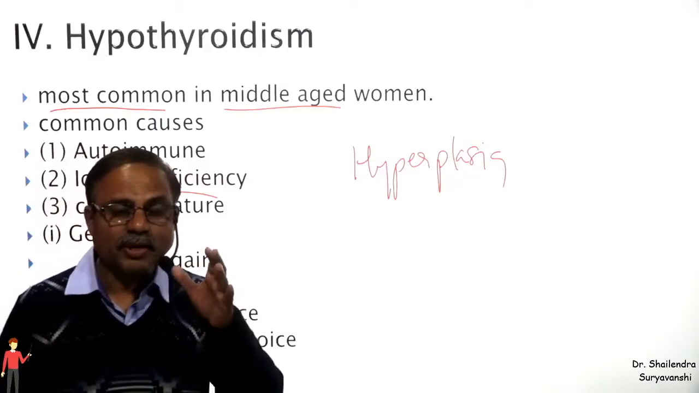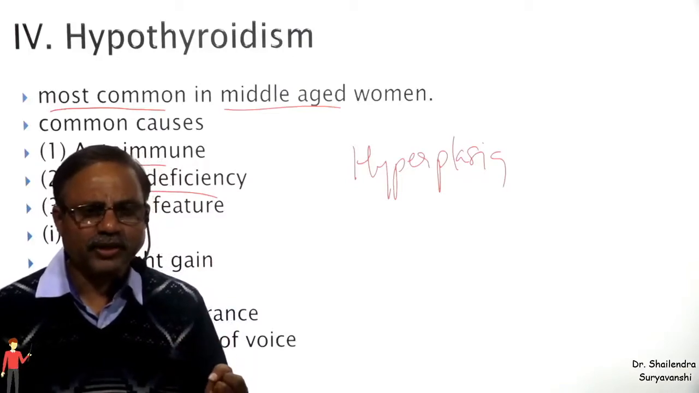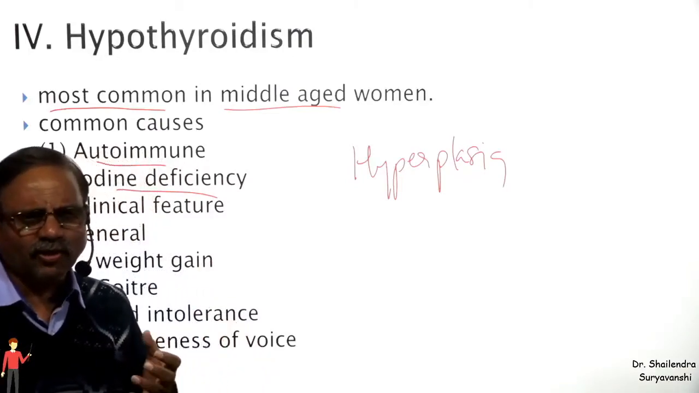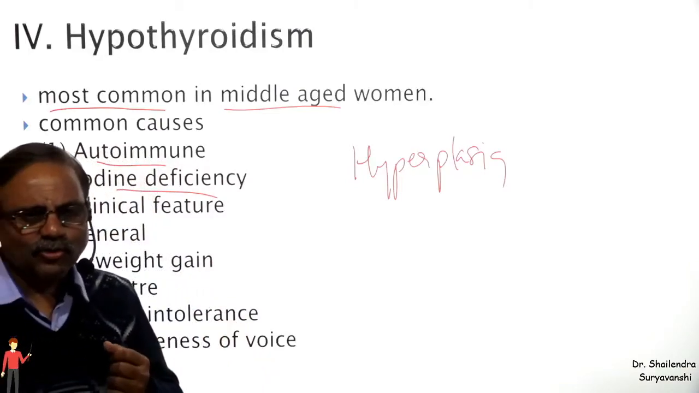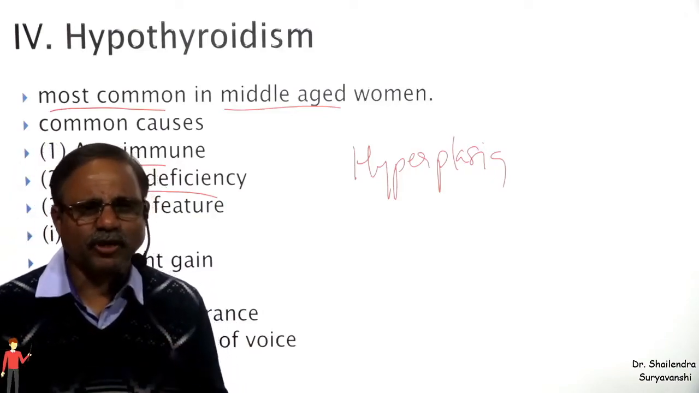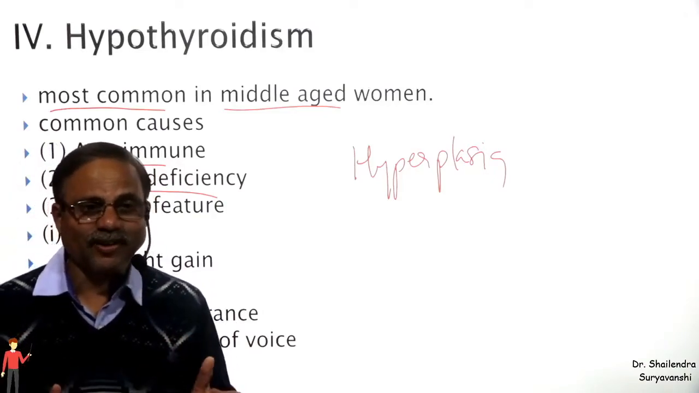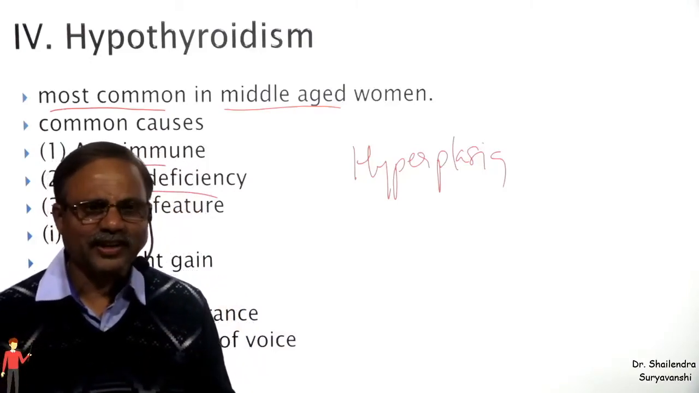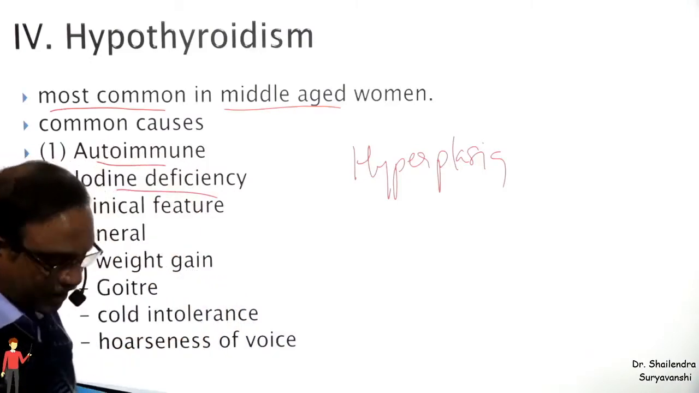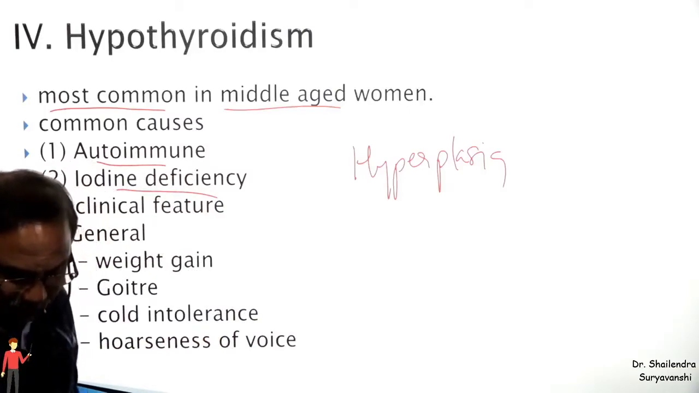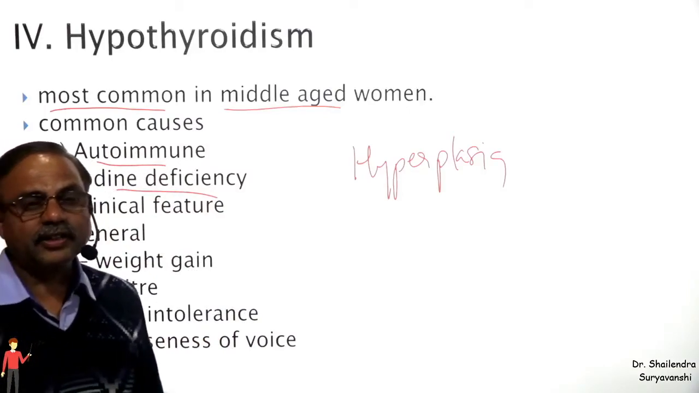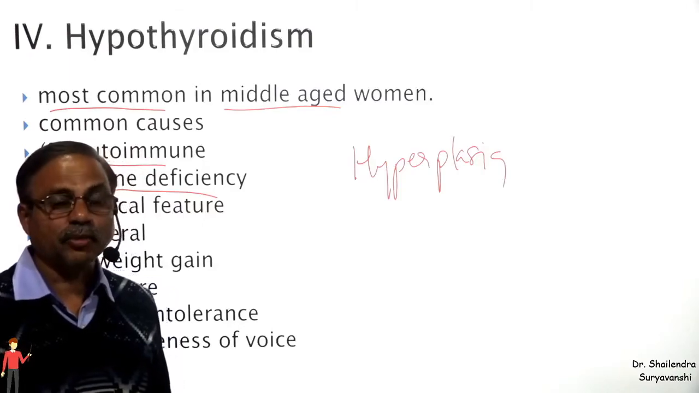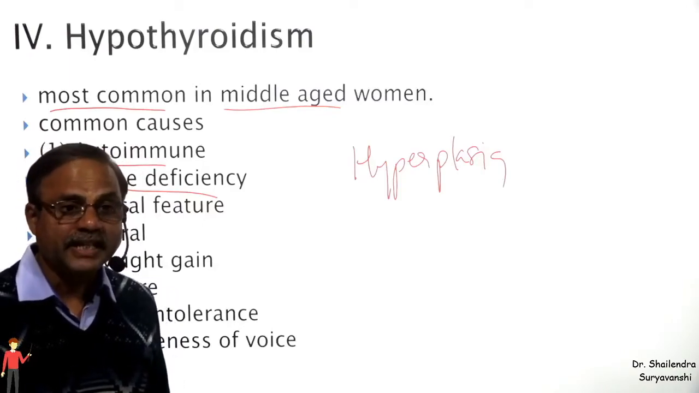As the basal metabolic rate is lower, less heat is produced, so this patient will have cold intolerance. They will not be able to tolerate the winter, it will be very severe for them, and they will tolerate the summer. Other people will say, yaar kitna garmi hai, but they are fine. There will be hoarseness of voice. These are some of the symptoms that might develop. Hypothyroidism is also known as myxedema.